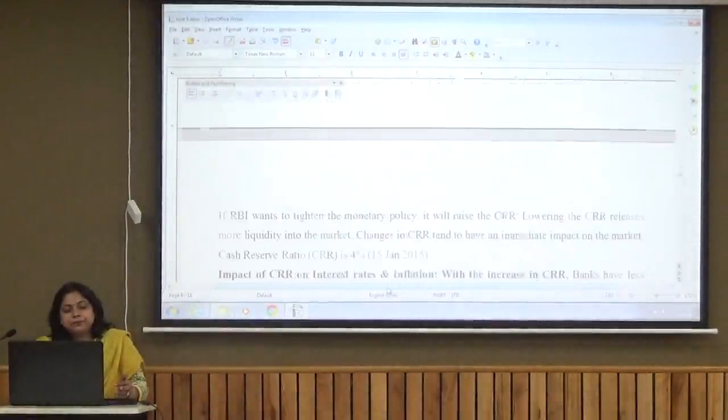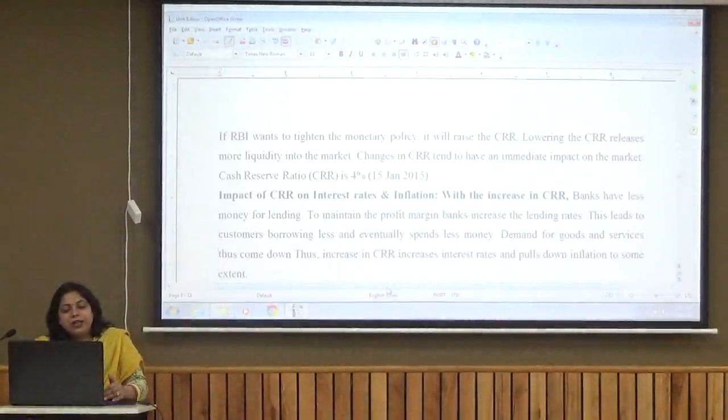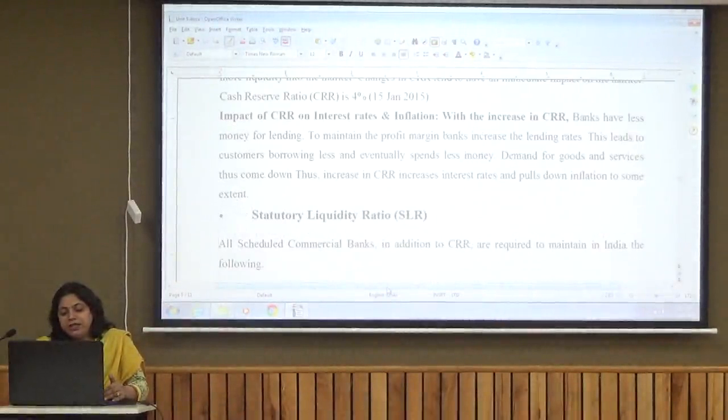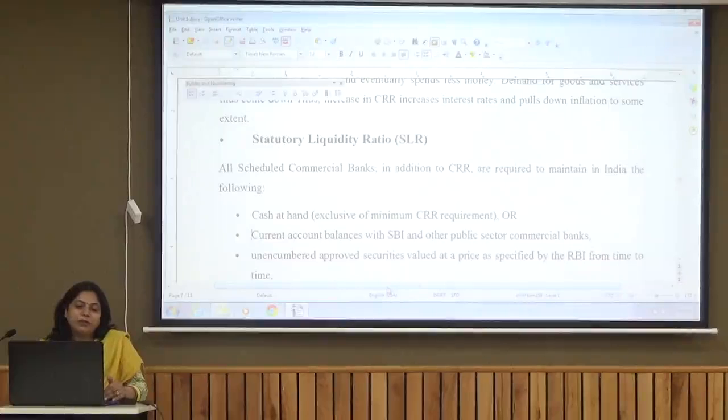Next one is statutory liquidity ratio. Every bank needs to maintain cash for meeting the demand deposits of the persons. So that is the statutory liquidity ratio that RBI wants every single individual person.